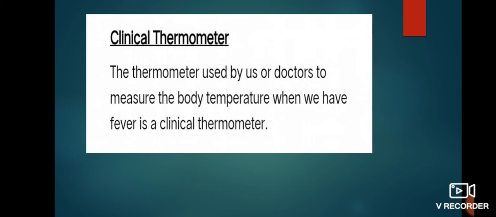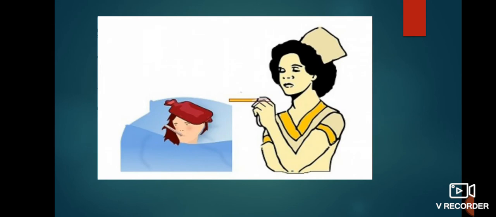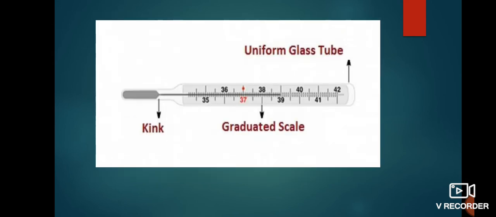The scale used to measure the temperature is known as degree Celsius or degree Fahrenheit. The thermometer used by us or doctors to measure the body temperature from 35 degrees Celsius to 42 degrees Celsius or from 94 degree Fahrenheit to 108 degree Fahrenheit.